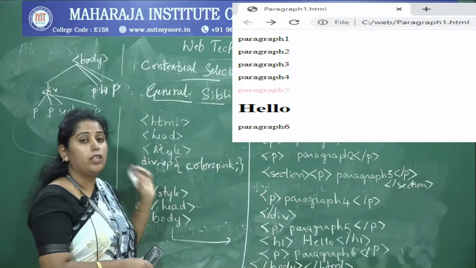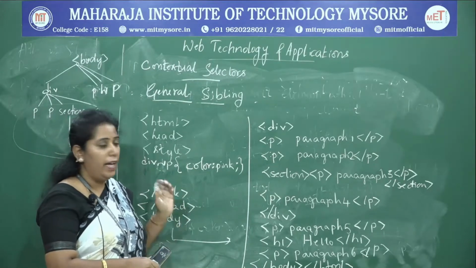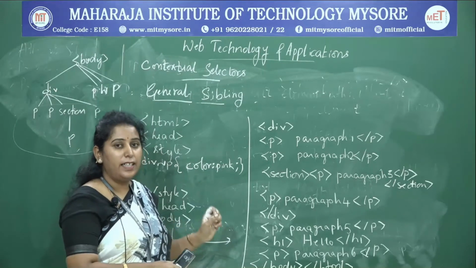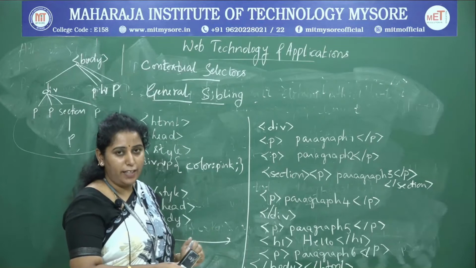So this is what contextual selectors are. I think if you work on these examples, you will understand clearly. Okay? Thank you everyone.